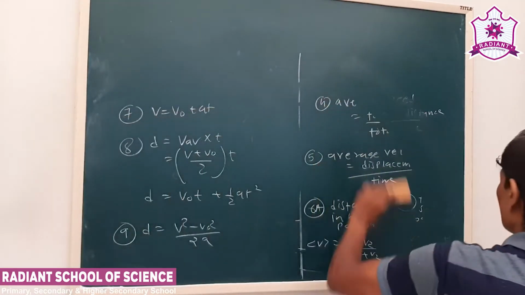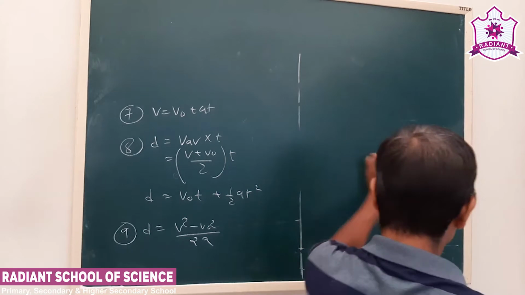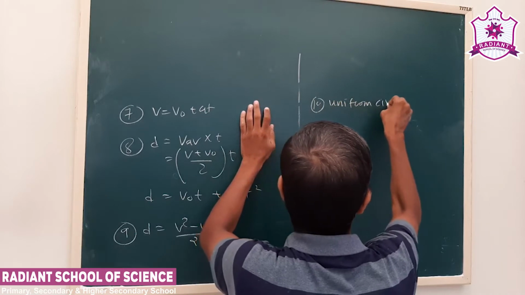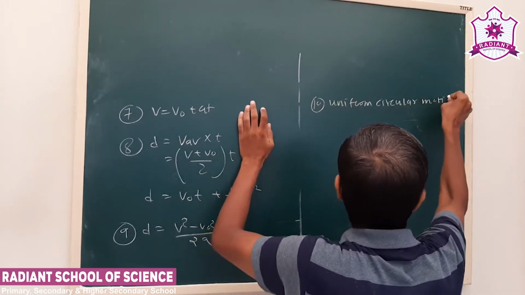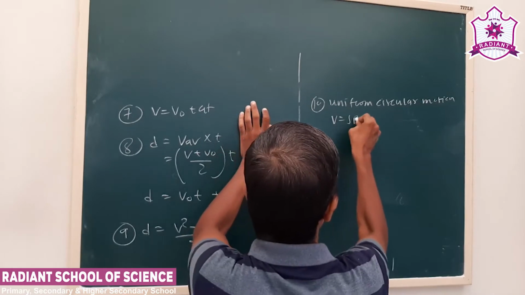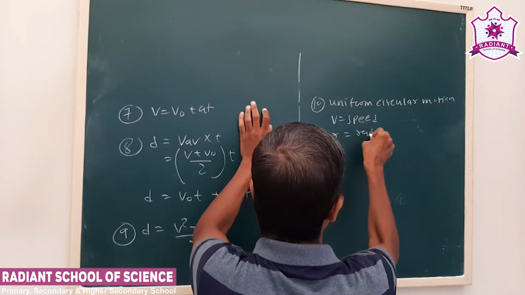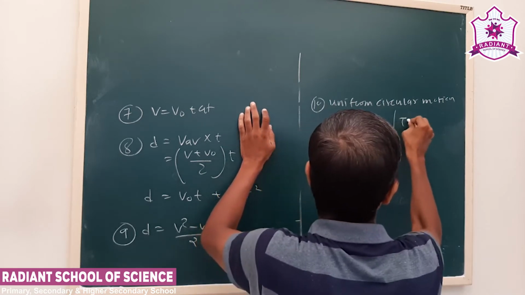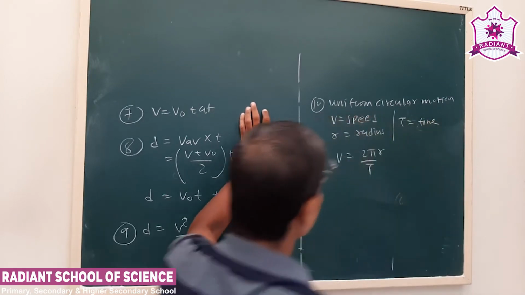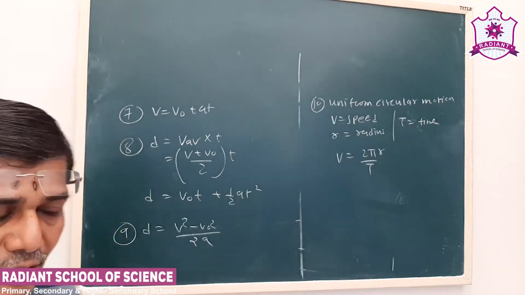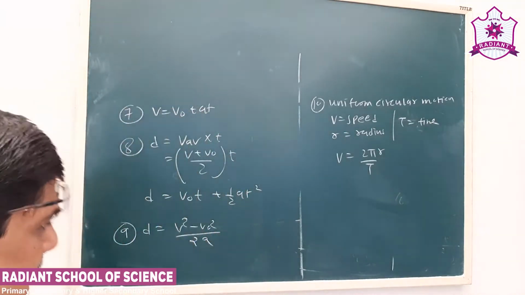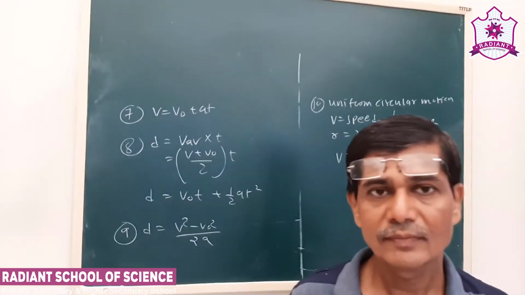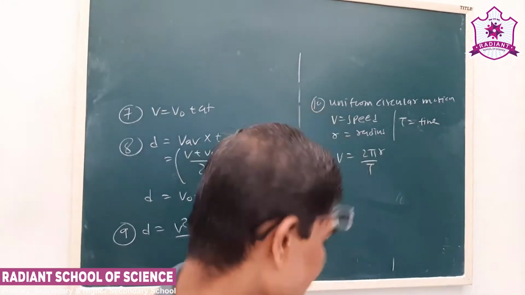Then finally we talked of uniform circular motion. If v is the speed, r is the radius of the circular path, then v is equal to 2 pi r upon T. So these are the set of equations which are very useful for solving any numericals. As I told, we have covered the theory part, we have taken the examples also. Now we proceed to the exercise numericals.